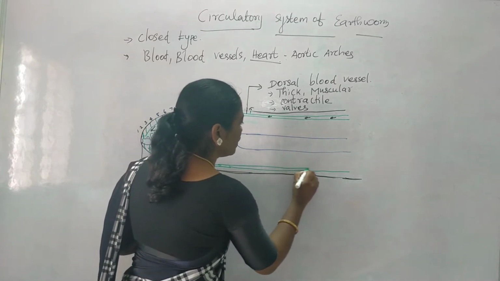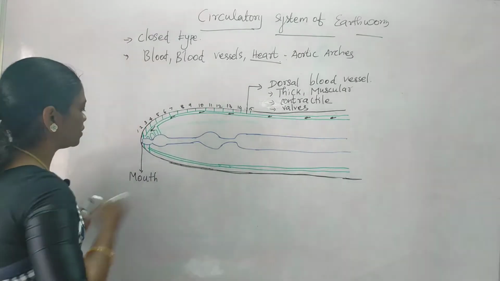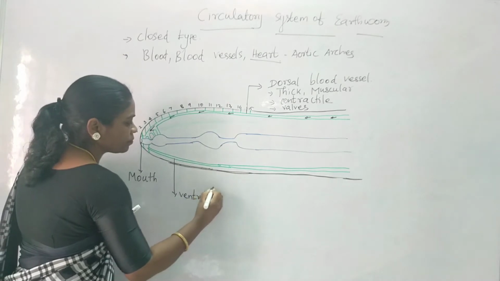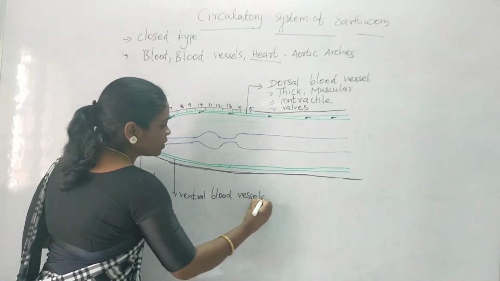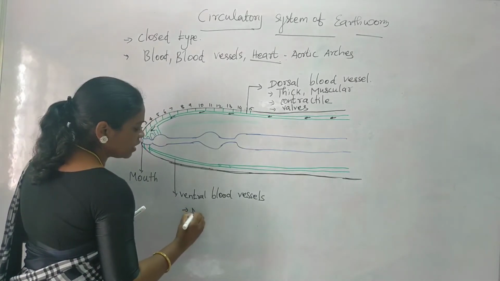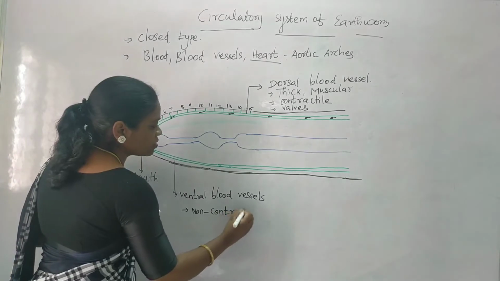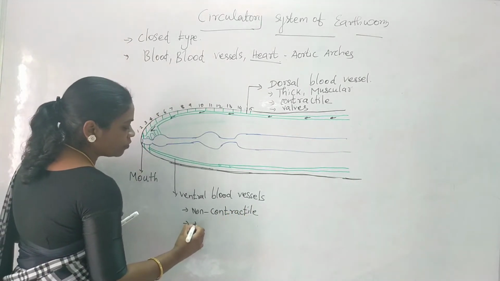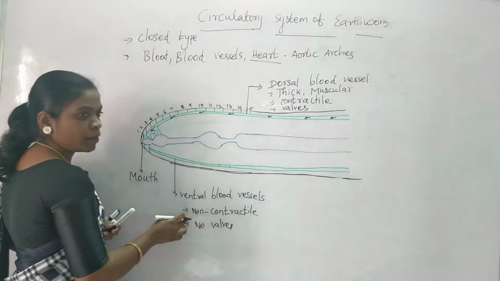You can find the ventral blood vessels here. These blood vessels are non-contractile. They are not going to contract, so they are known as non-contractile vessels, and there are no valves inside the ventral blood vessel.